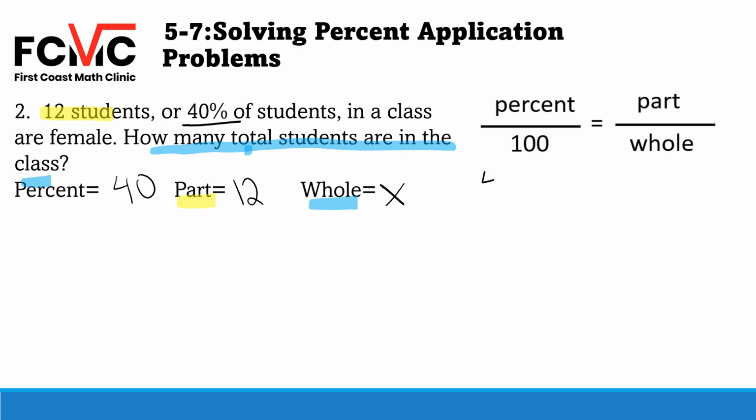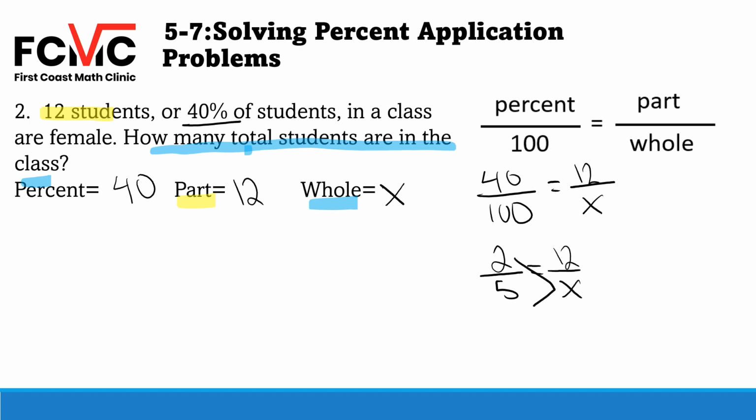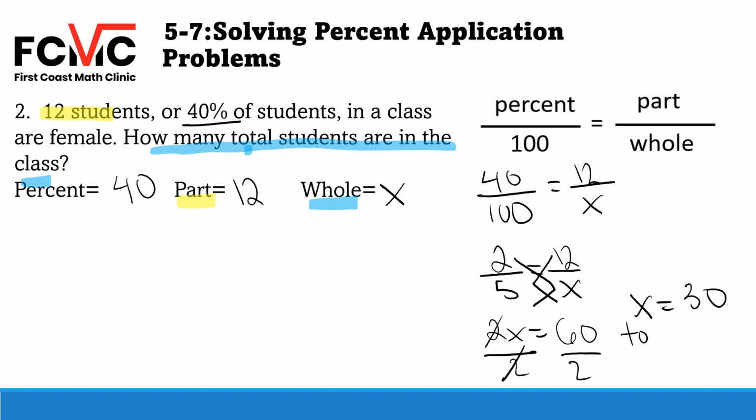When we substitute our values in, we get 40 out of 100 equals our part, 12, over x. We know that 40 over 100 simplifies, same as the previous problem, to 2 over 5 equals 12 over x. Cross multiply, we get 2x. 12 times 5 is 60. Divide by 2 and 2. The 2's cancel out, and we get x equals 30 total students. So our answer is total students. We're asking how many total students are in the class. Our answer is going to be 30 total students.